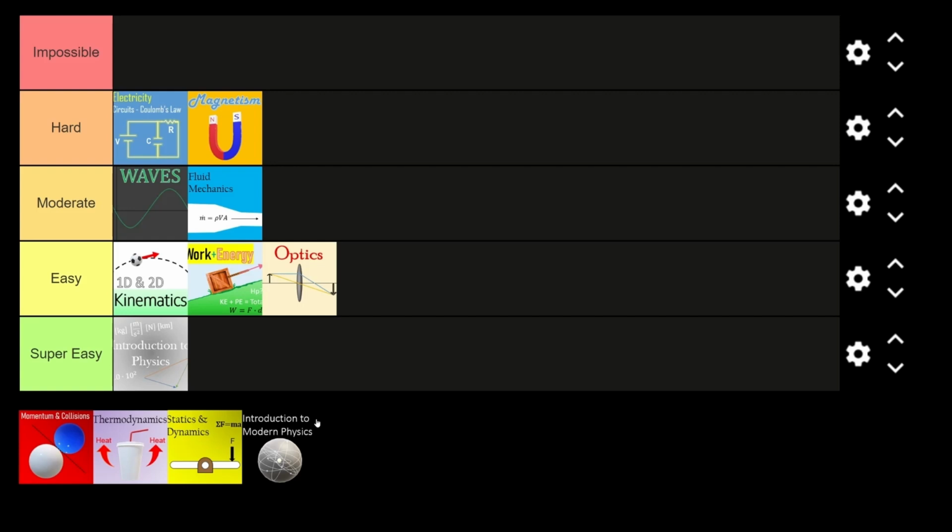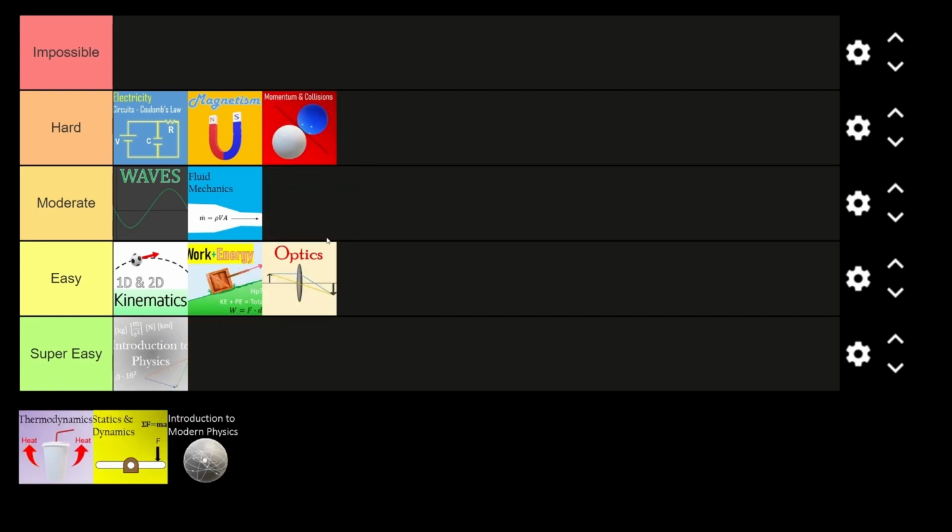I would give it moderate-hard, because I'll tell you one thing about momentum and collisions. When you deal with those angular momentum problems, and they do come, they're very difficult and very hard to understand. And I think it should be placed in hard, because you have electricity and magnetism there, which are very hard, and I think it fits well over there. Yeah, I agree with you. Let's move it there right away. Let's move it to hard.